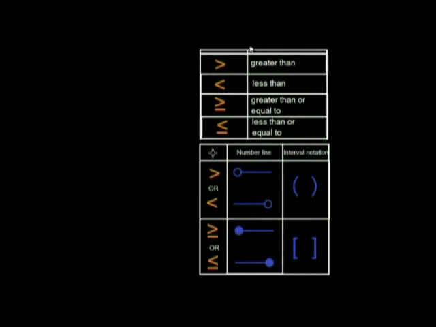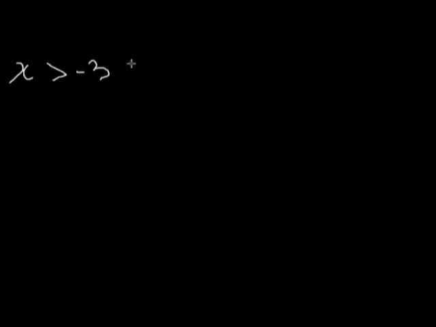So here we have the signs. This is greater than, less than. This one is greater than or equal to, and this one is less than or equal to. These are the signs that we will use throughout. Now let's represent this on a number line.